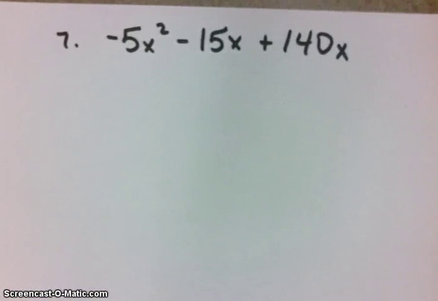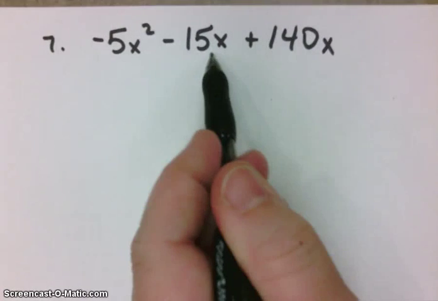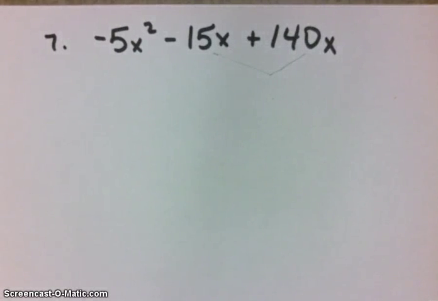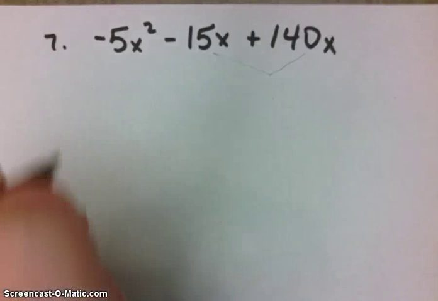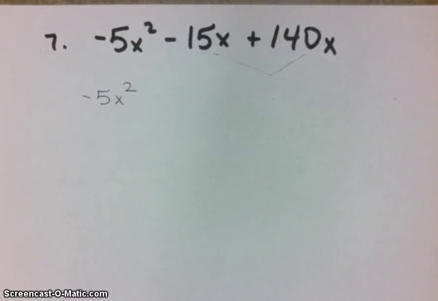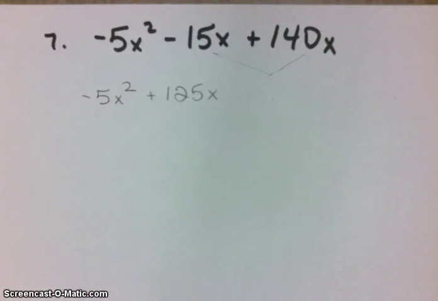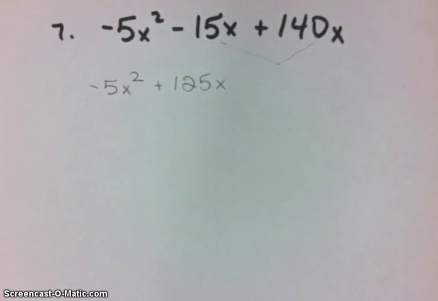Number 7. Let's take a look at number 7. Yep, this is a quadratic. I know because we have a squared term there. But take a look at what we've actually got. Aha. So we have two terms that we could simplify before moving on. That's okay, no problem. So we're going to leave this negative 5x squared there. Now we have a negative 15x plus a positive 140x, leaving us with a positive 125x. All right, so now the factorization here is very easy.